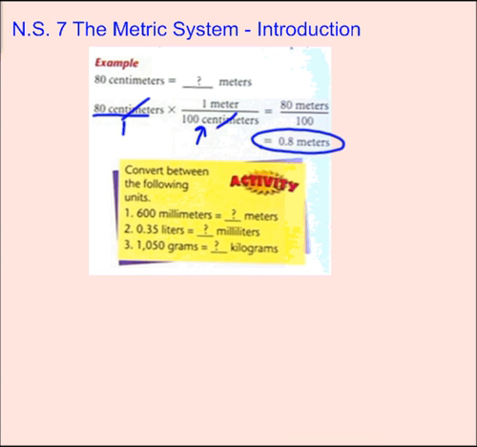Okay, you try to do the next two on your own. Pause the video for a minute, try them, and then check the answers.